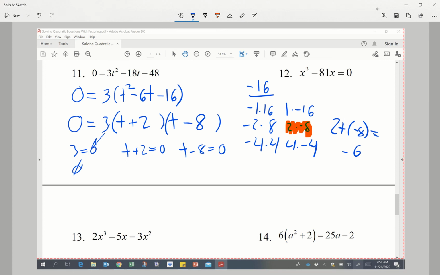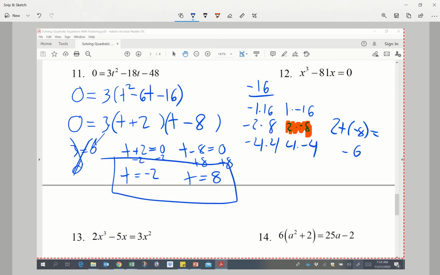You don't have to set the constant equal to 0 because you're not going to get any solutions from that part. We will get some solutions where either this factor or this factor equals 0. To solve t plus 2 equals 0, we're going to subtract 2 from both sides, and we would get t equals negative 2. Here we would add 8 to both sides. That's going to produce t equals positive 8. So again, we get 2 solutions. They are t equals negative 2 and t equals positive 8.